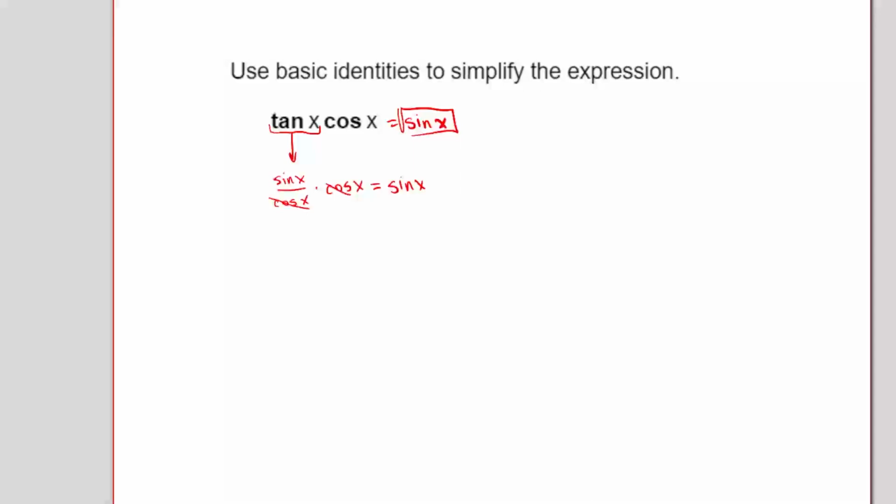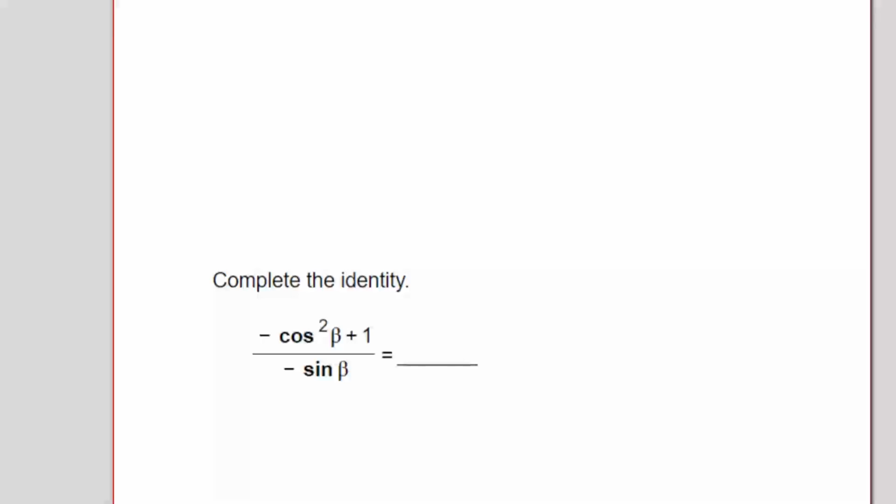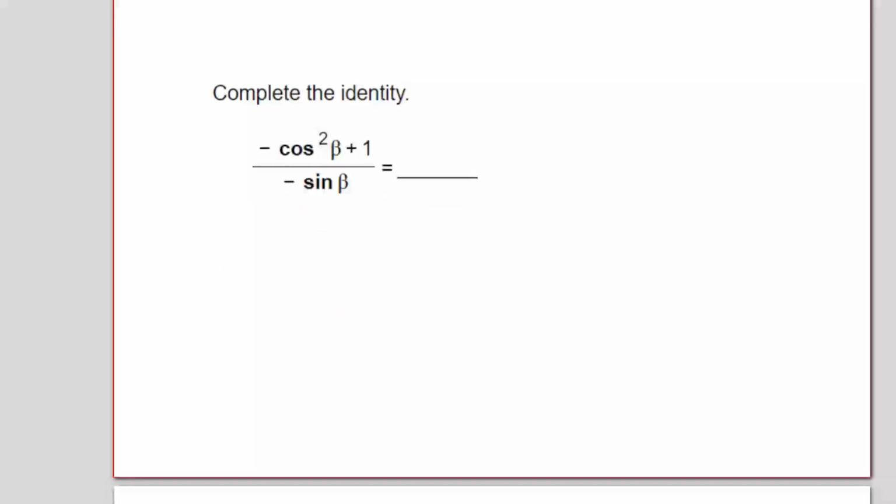So you write tangent of x as sine x over cosine x, and you multiply by this other cosine x right here. The cosine in the denominator and the cosine right here will cancel out, and you'll just be left with sine of x right here. And that's the answer.